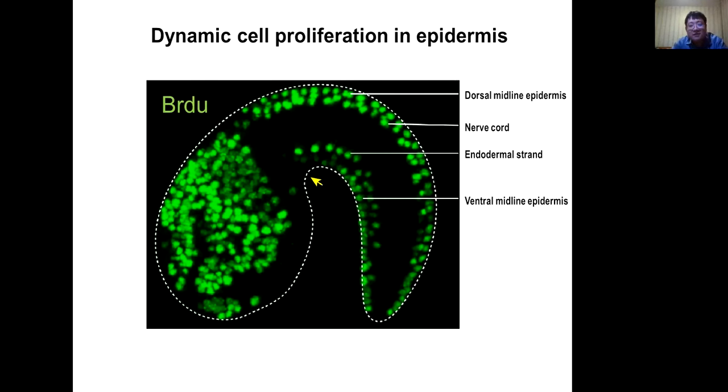To prove this, we used BrdU to mark cell proliferation and found that the signal in the dorsal is more than the ventral, especially at this point. At this point, the Ciona tail bends with the largest angle, and at the same time, the BrdU signal is very weak here in the ventral.